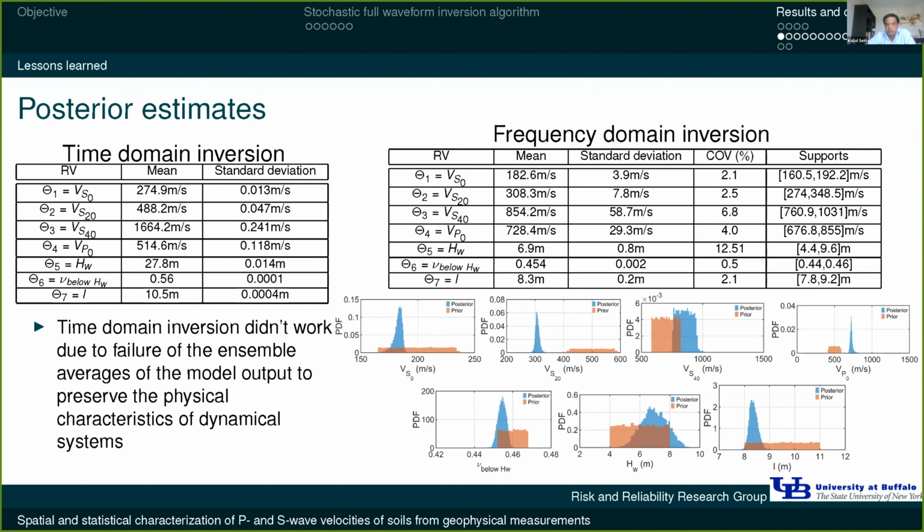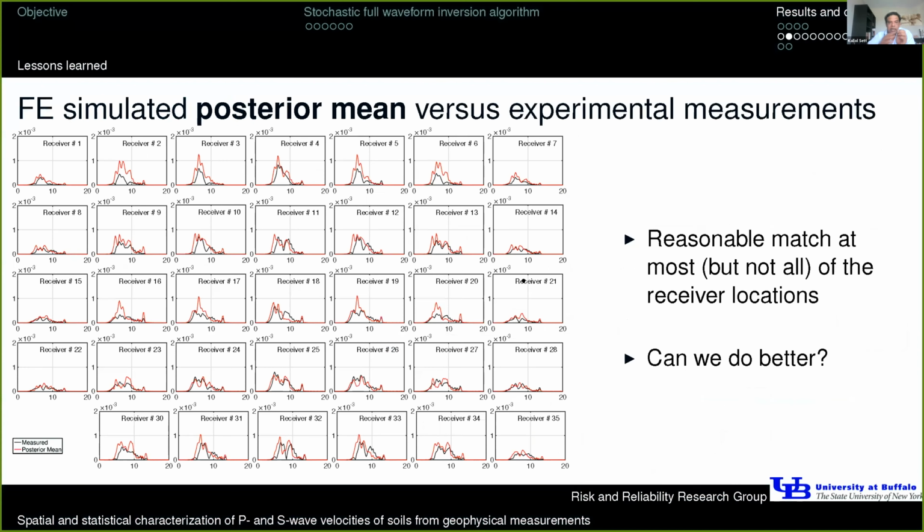As you can see, both Poisson's ratio and water table. On the top right, the table shows the outcome of the frequency domain analysis. And in the bottom, we have shown how the posterior and prior PDFs of these Gaussian mixture model parameters are compared. As you can see, in most of the cases, things moved. So here I have plotted the posterior mean versus the experimental measurements at all the sensor locations.